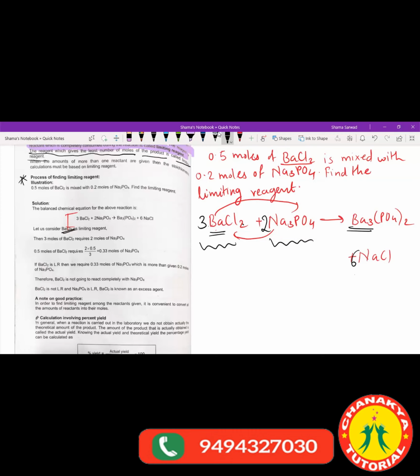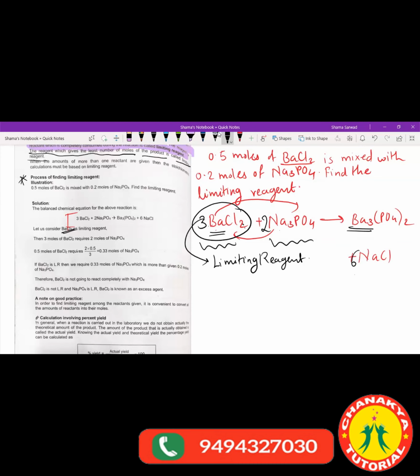What we are going to consider? Barium chloride as a limiting reagent. So what they said, 3 moles of barium chloride. You can see how many moles are there in the barium chloride? 3 moles of barium chloride when reacting with 2 moles of sodium phosphate will form barium phosphate and 6 moles of sodium chloride. Correct? This is the reaction.